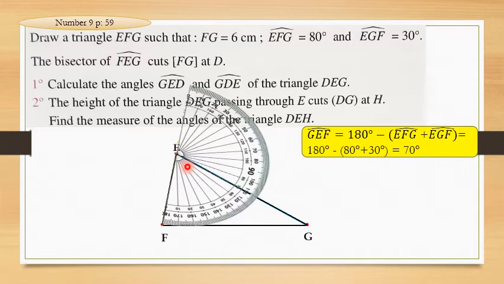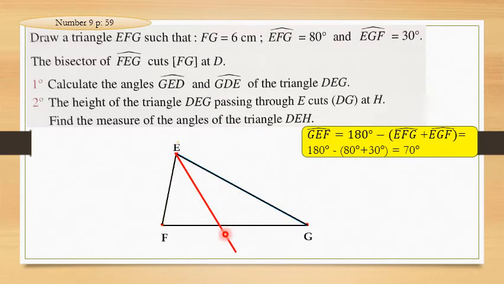What's the half of 70? It's 35. So starting from the 0, 10, 20, 30, and 35. Here at this point I draw, and this is the bisector of angle FEG. Now this bisector cuts FG. It intersects with FG at this point. We name it D, point D.